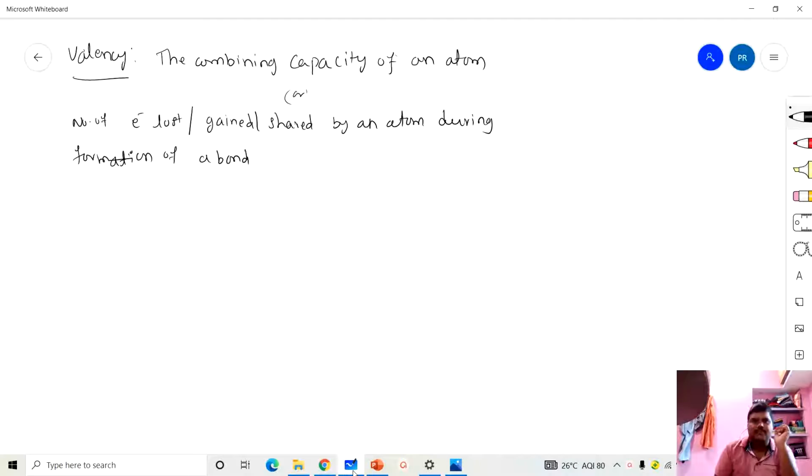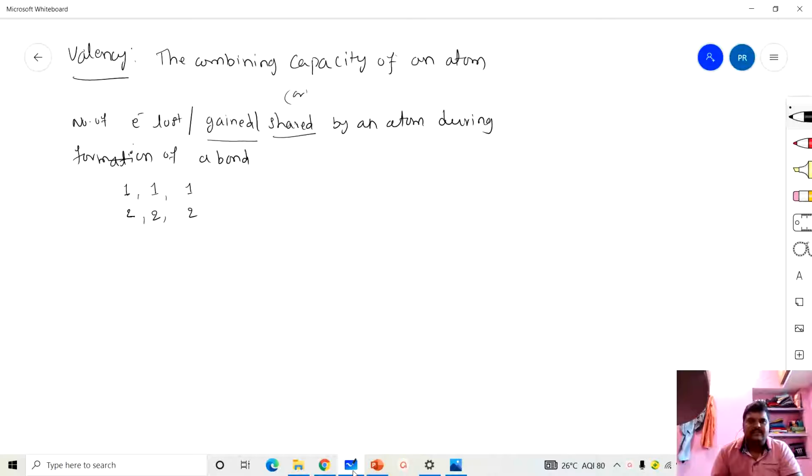Suppose if it lost one electron, its valency is 1. If it gained one electron, its valency is 1. If it shared one electron, valency is 1. If electrons lost are 2, valency is 2. If electrons gained, its valency is 2. Electrons shared, its valency is 2.